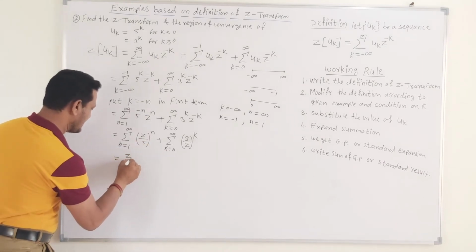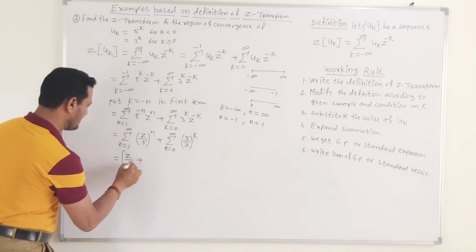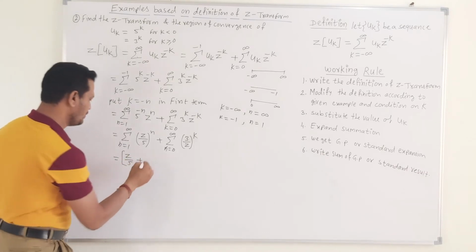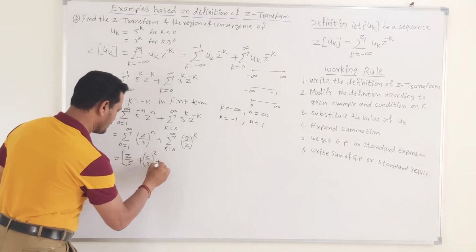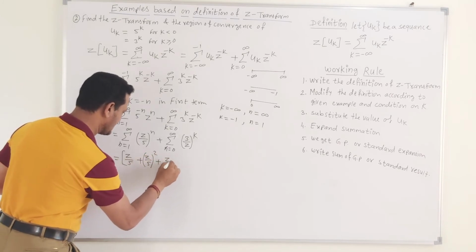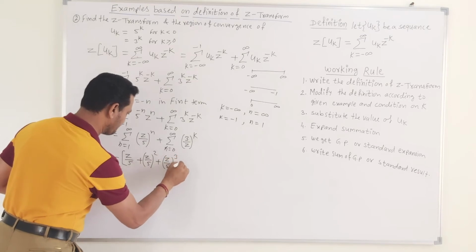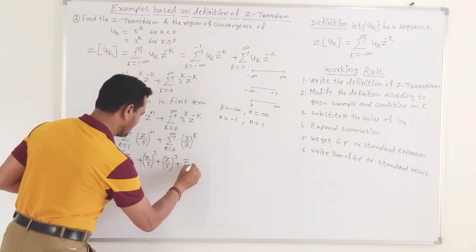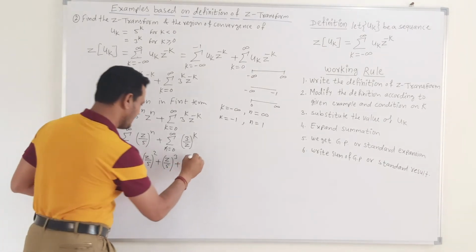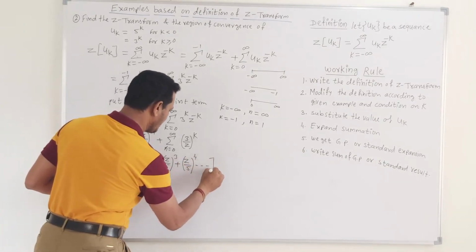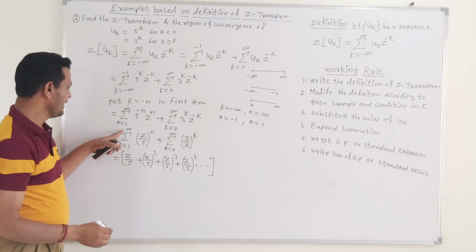We get z upon 5. Then put n equal to 2, we get z upon 5 its square. Put n equal to 3, we get z upon 5 its cube. Put n equal to 4, we get z upon 5 raised to 4, and so on. We continue this up to infinity.